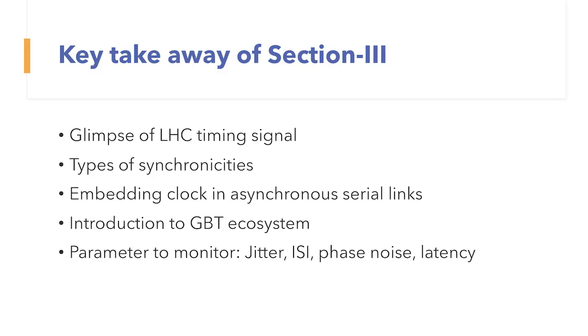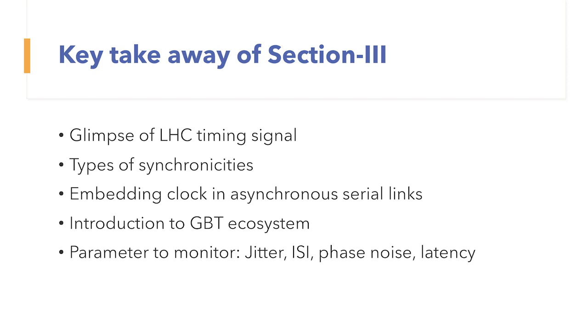Okay, in this section 3, I have covered 5 main points. What are the timing signals that are important in LHC? Types of synchronicities, then how to embed a clock in asynchronous serial links, a brief introduction to the GBT ecosystem, and the parameters to monitor like jitter, then inter-symbol interference. I haven't talked about that, you can skip that. And phase noise and latency. This latency is what I was talking about when you do a reset. The latency or the skew in this case actually varies. When a skew varies in the signal, it actually affects the latency. So this is the plot that is used to measure that.